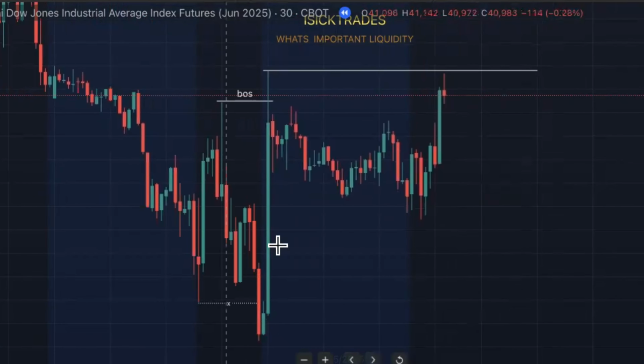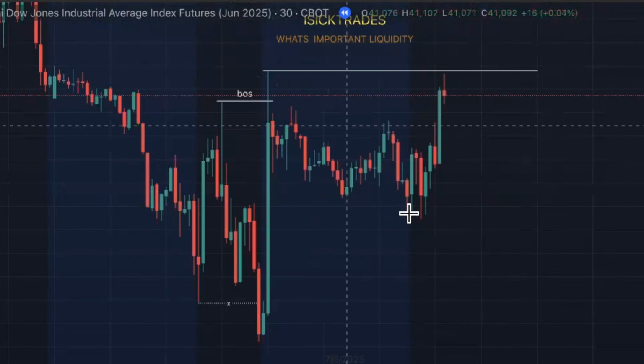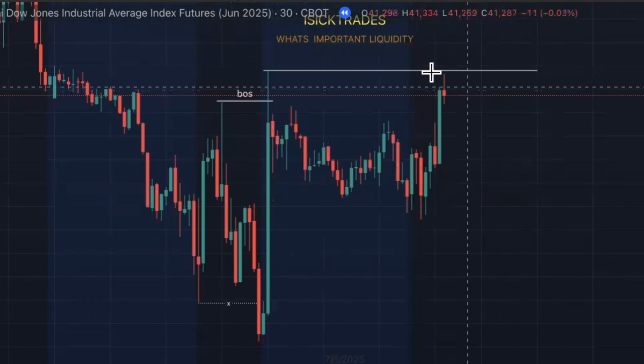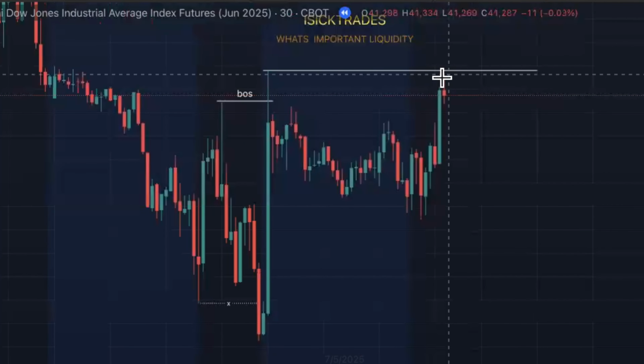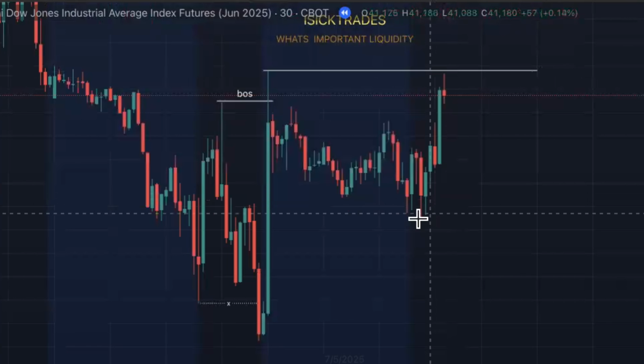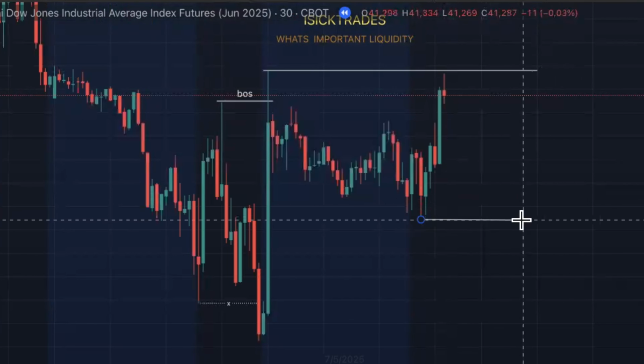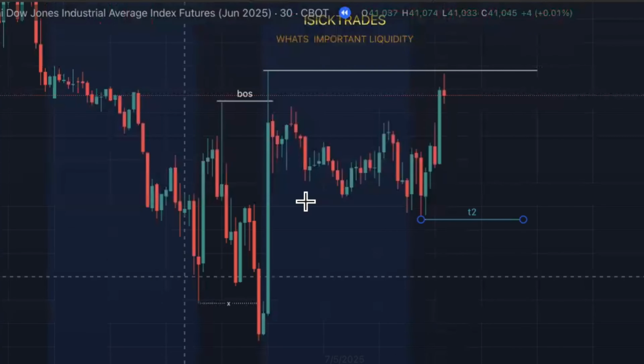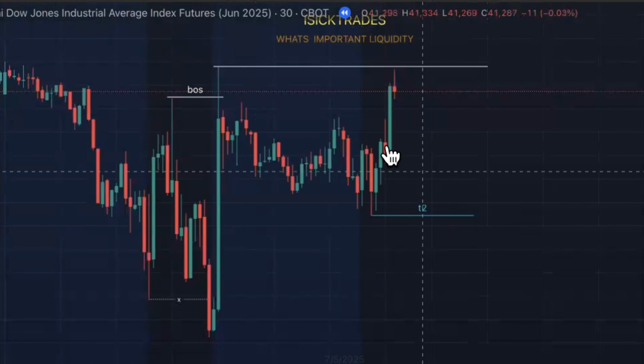Okay, cool. So we've now broken structure. We came back down. Now we've created equal highs. We still have not broke above this level. If we break above this, this would then become our T1. But if we don't break above it, this would then be our T2. So we have our T2 lined up right there.